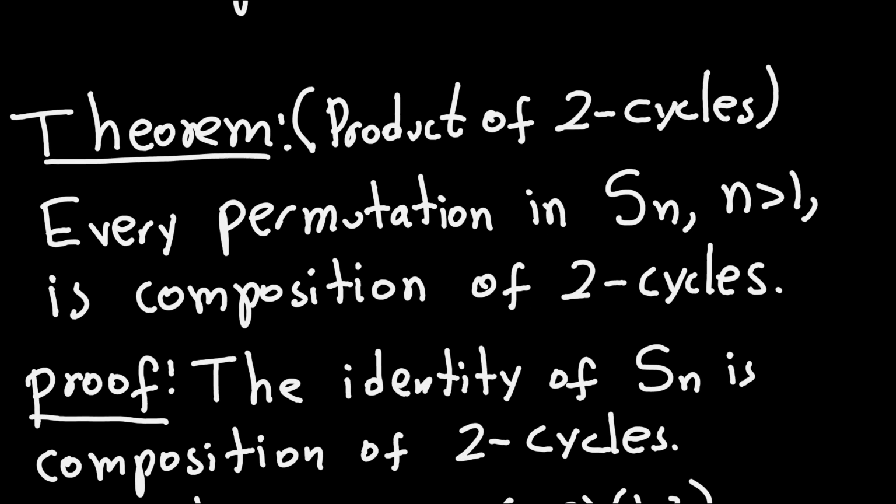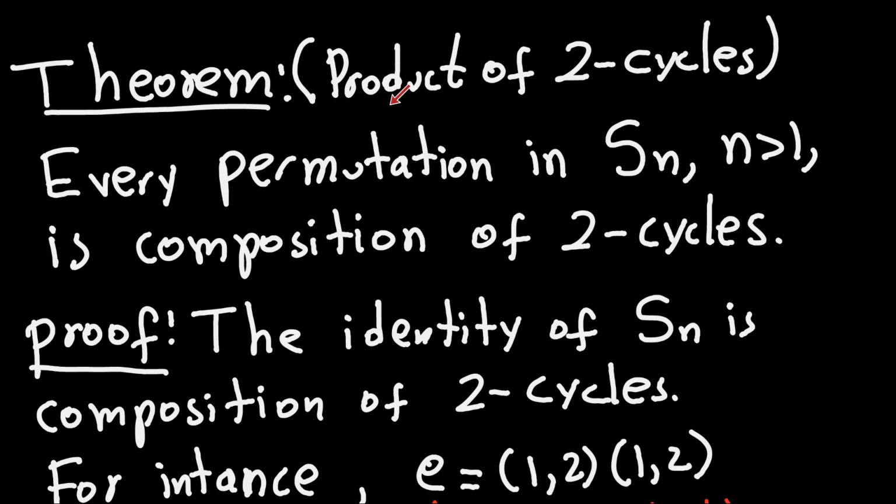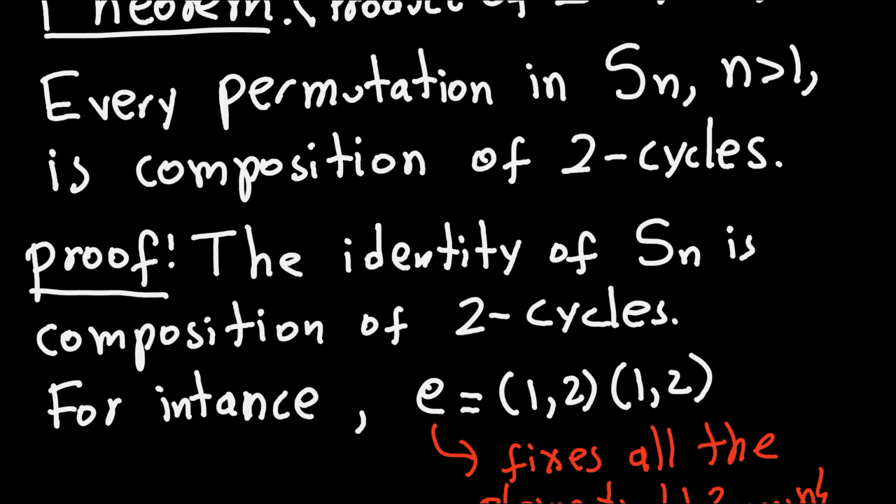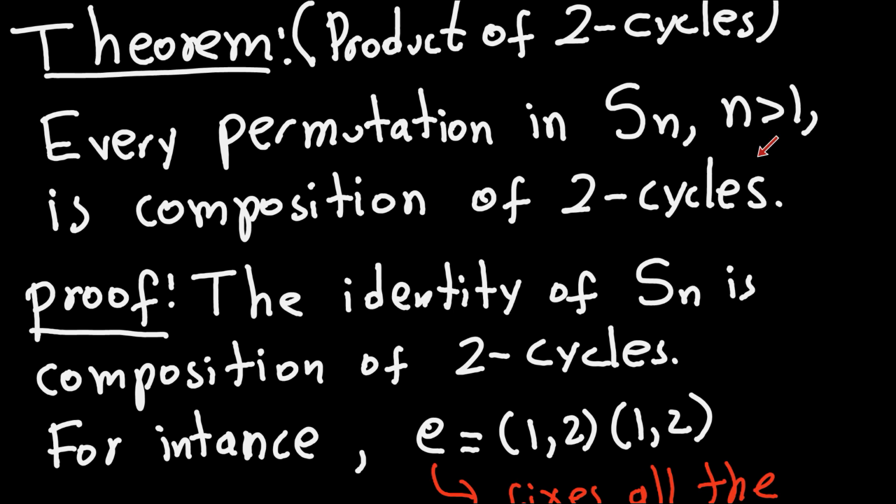Now, the next theorem is the following. So this is called a product of 2-cycles. What the theorem says is the following: every permutation in Sn, when n is bigger than 1, is a composition or product of 2-cycles or transpositions. Now, we talked about how every permutation is a composition of disjoint cycles. The cycles could be of any length. What this proposition is saying is that every permutation is a composition of only 2-cycles. It doesn't say disjoint. It doesn't have to be disjoint when you have 2-cycles.